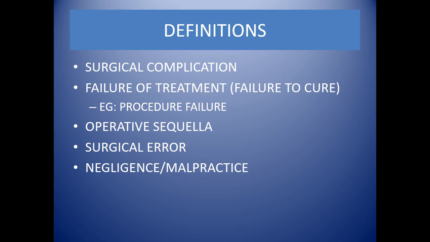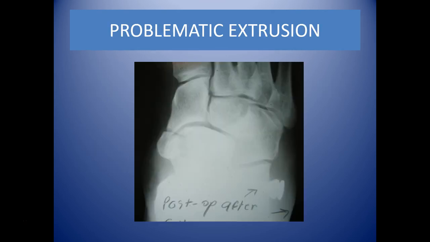And we know that even the best of you listening to this out there right now do have patients on whom you've probably selected a procedure appropriately, performed that procedure appropriately, and yet failed to effect a cure in that patient. We have operative sequela. Things can happen after any surgery that are known to occur in association with that surgery. And then we have surgical error, and we have negligence and malpractice.